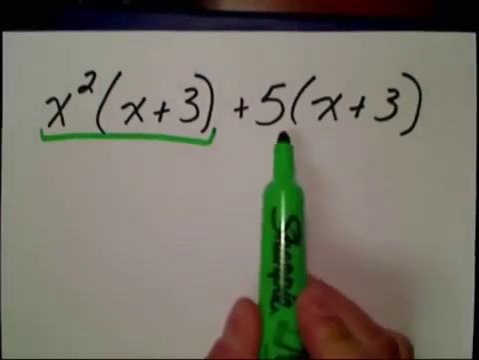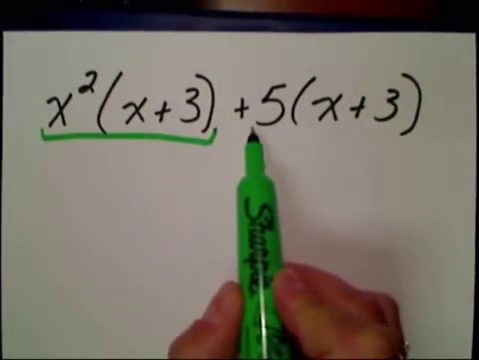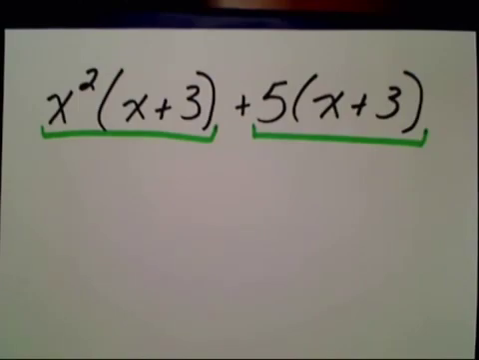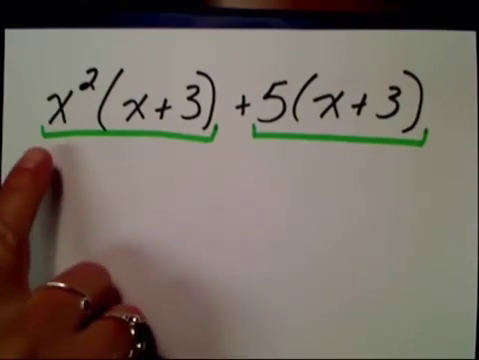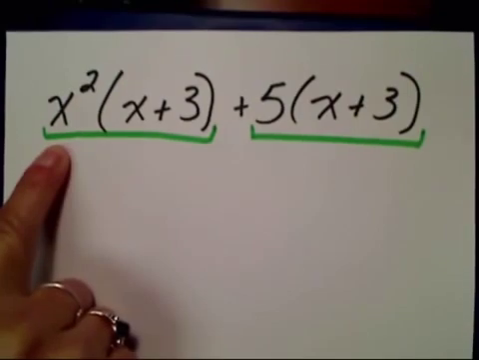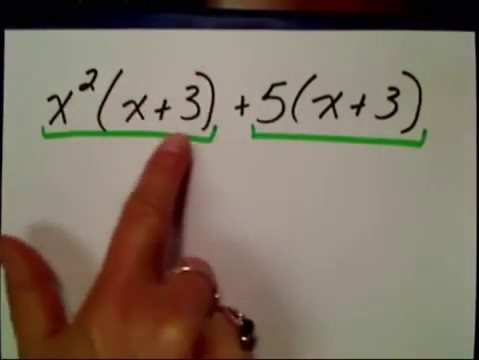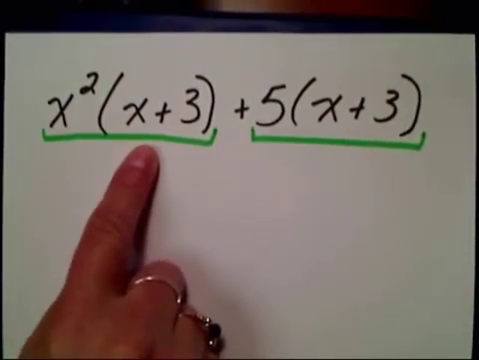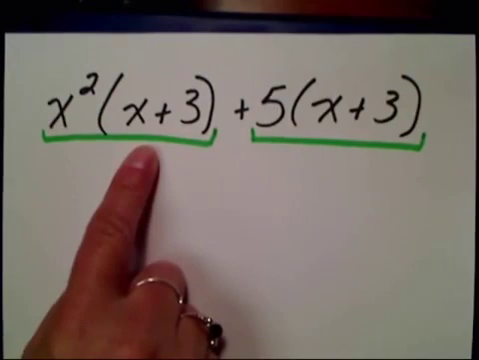Then I have 5 times this other quantity. Once again, that whole thing is one term of this expression. Now, in each term, we have different factors. In the first term, factors are the stuff that's being multiplied together. So what's being multiplied? I have x squared, which can be represented as x times x. And then it's being multiplied by this quantity. So this entire quantity, what's in the parentheses, is one factor. The factor is x plus 3.